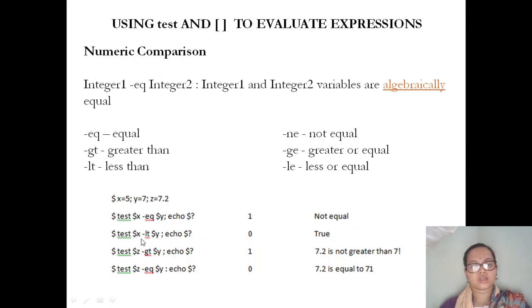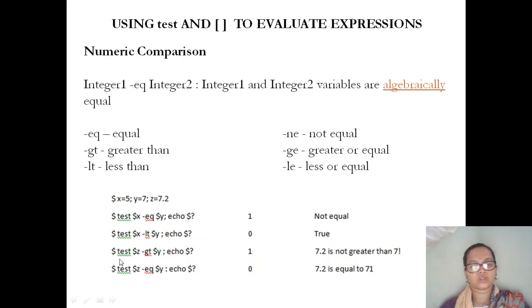Next, test x is less than. So LT means less than. So x is less than y. Check with the values. x means 5 and y means 7. 5 is less than y. Yes, of course it is true. So that's why it is mentioned true.